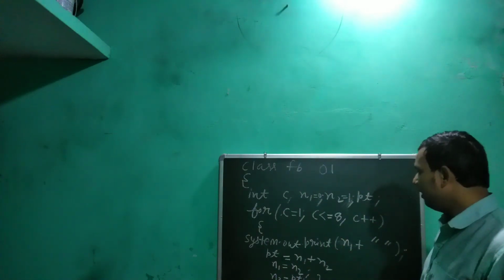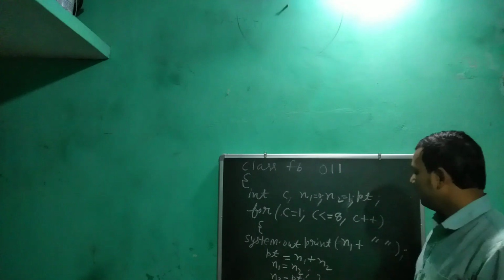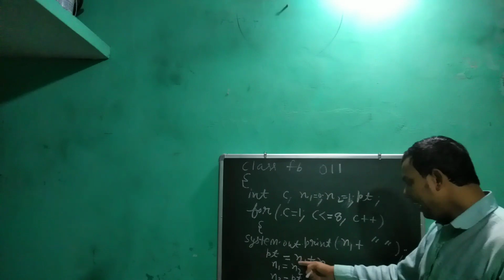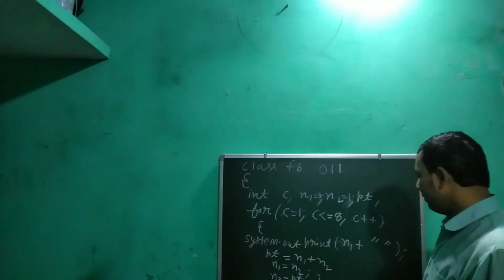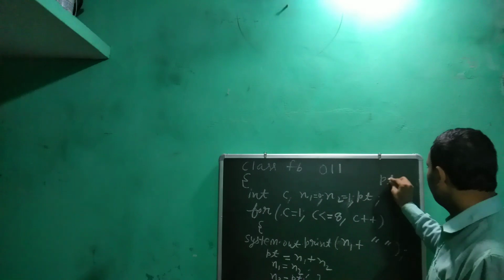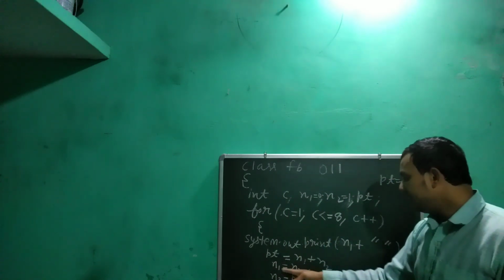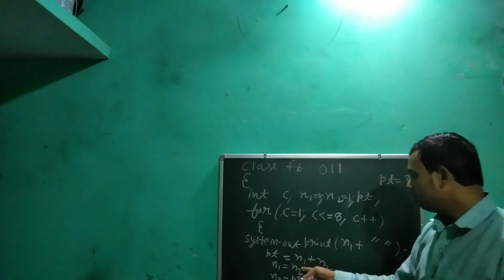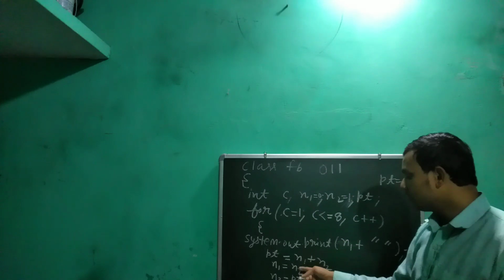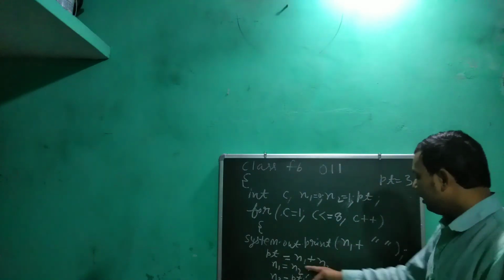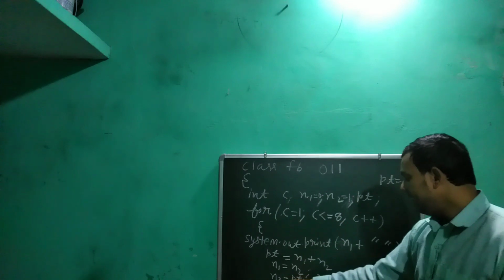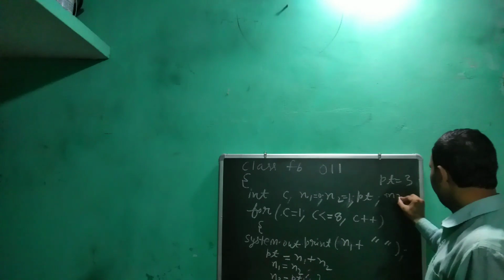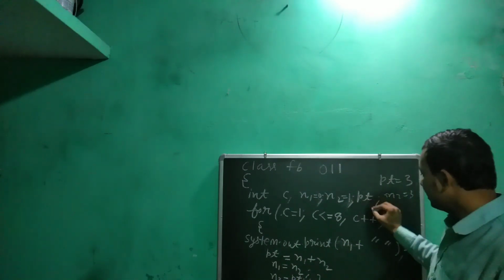N1: what is the value of N1? The value of N1 is still 1. Space printed. Now N1 plus N2, 1 plus 2, how much? 3. The previous value of N2 was 2, so 2 will be stored in N1, and N2 will become 3. Let's go to C++. It will become 4.